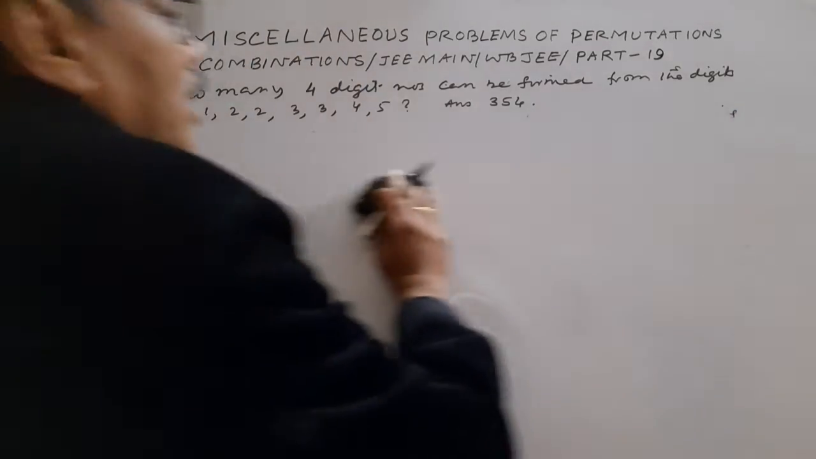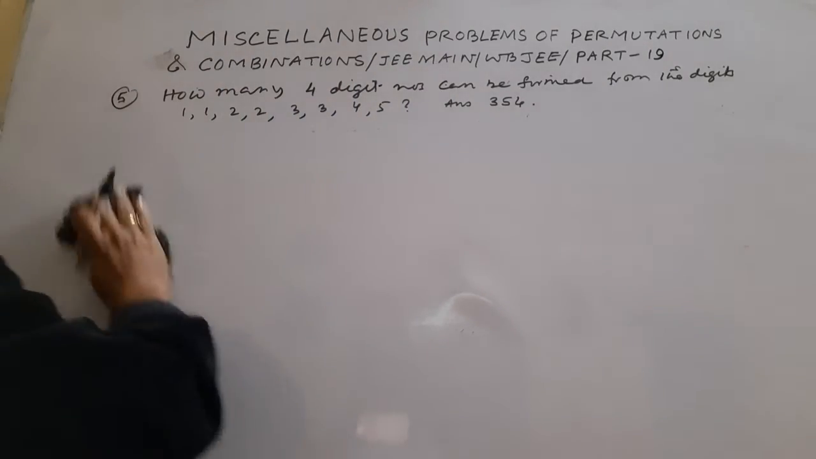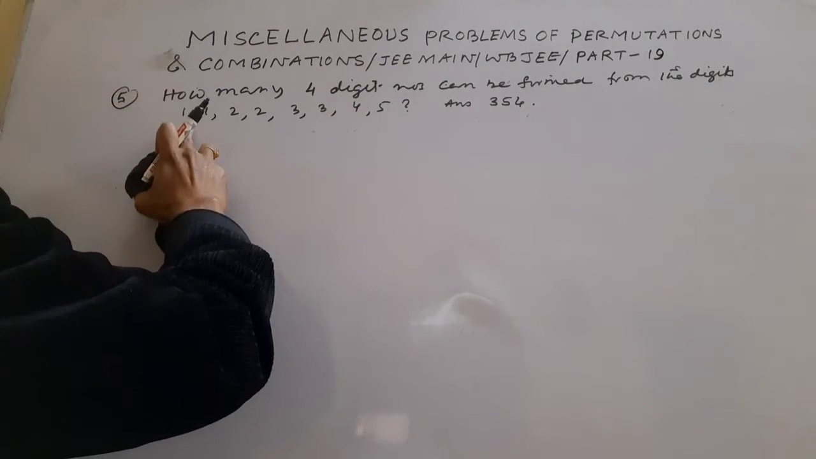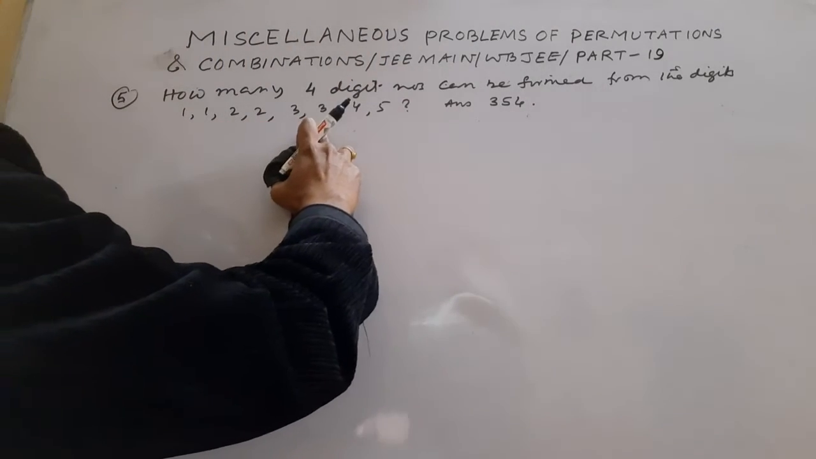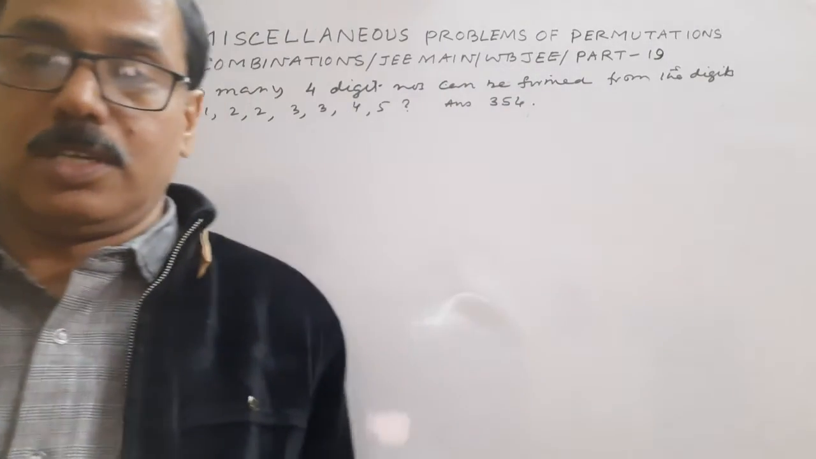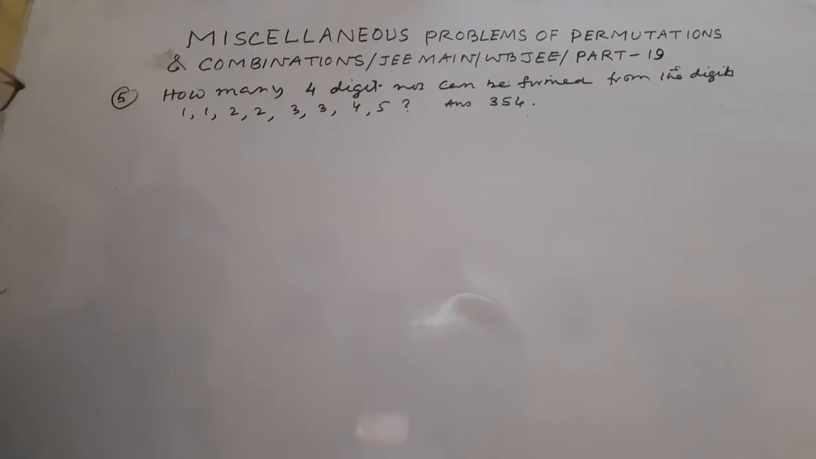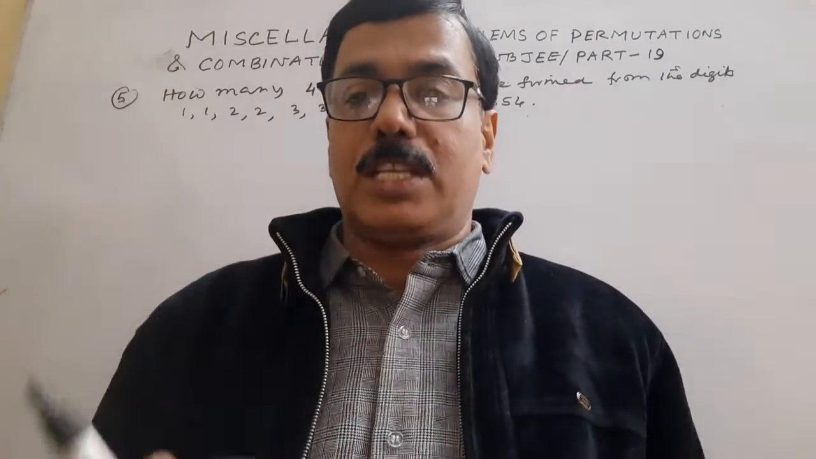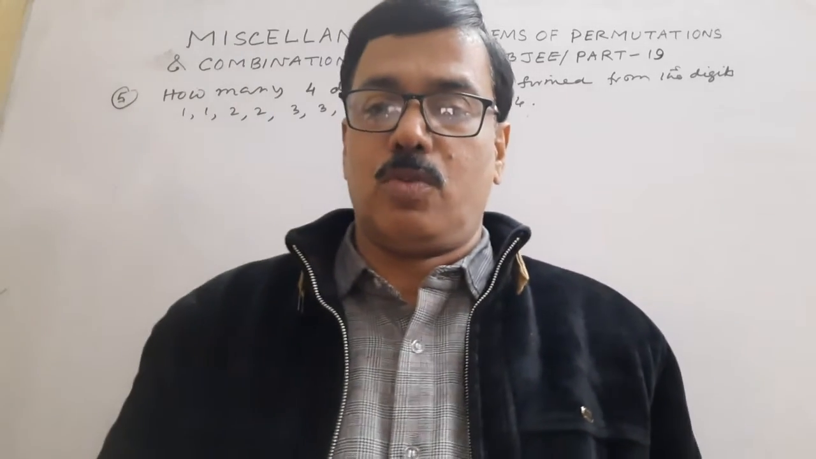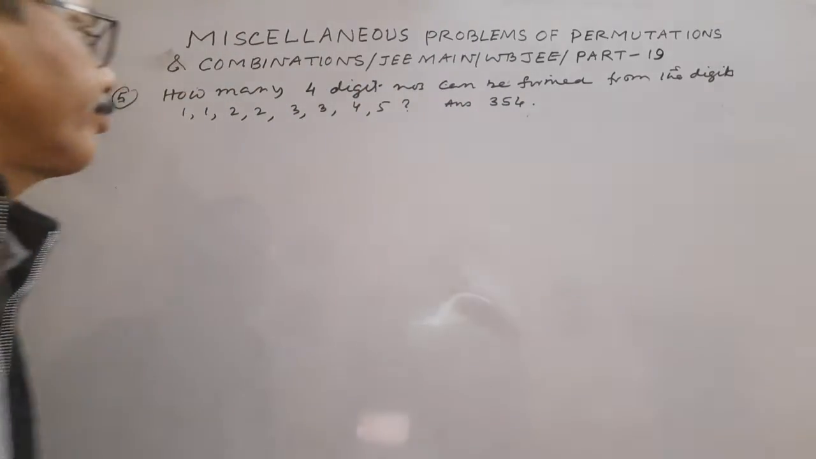How many 4-digit numbers can be formed from 1, 1, 2, 2, 3, 3, 4, 5? So out of 8, you have to select 4. Then you have to arrange, because forming a number is arrangement. So it is a mixed problem of permutation and combination. We have already solved this type of problem earlier.